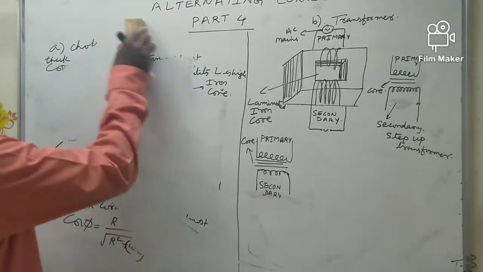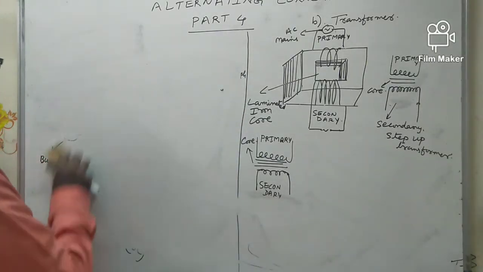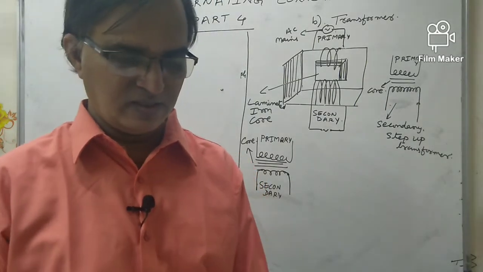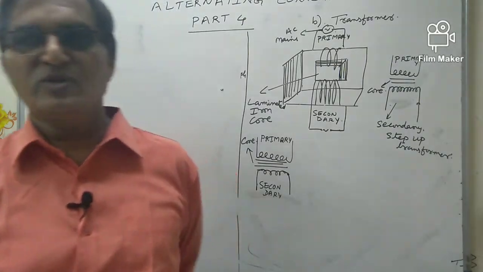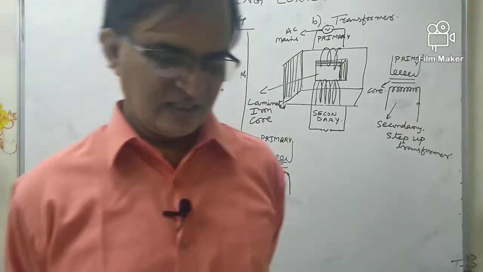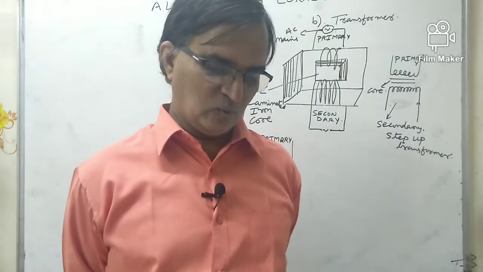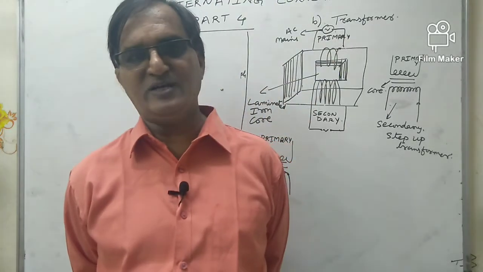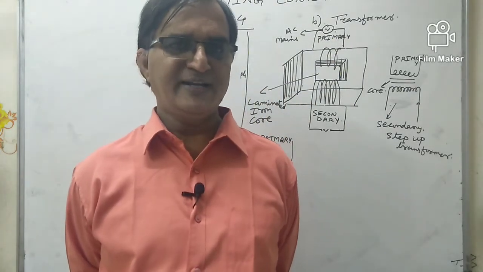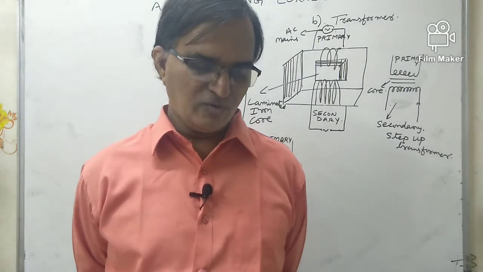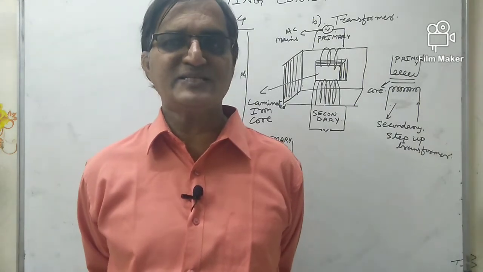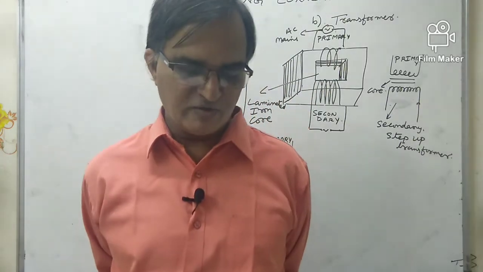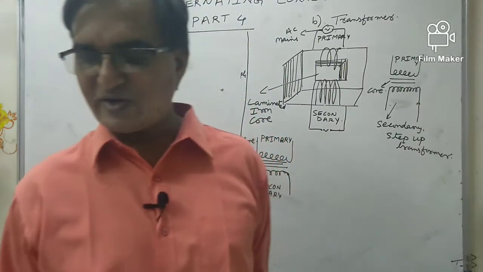Now, next we have the transformer. A transformer is a device, an arrangement, in which large AC currents at low voltages are converted to small currents at high voltages, and vice versa, the reverse we can also do, and it is called a transformer. If it converts lower voltages to higher voltages, it is called a step-up transformer. If it converts high voltages to lower voltages, it is called a step-down transformer.